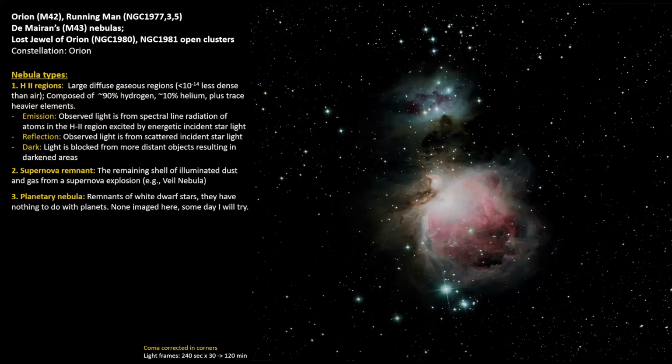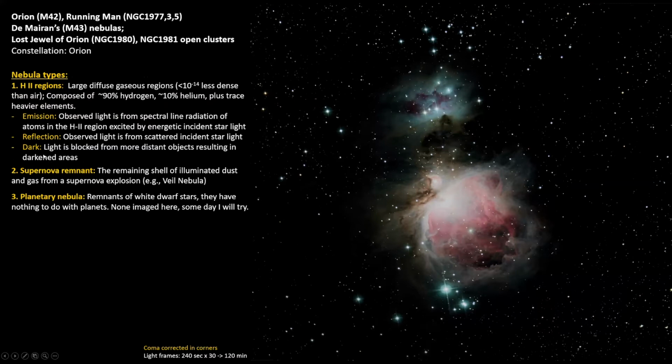There are three basic types of nebulas: H2 regions, supernova remnants, and planetary nebulas. The Orion Nebula is an H2 region, which is a large diffuse gaseous region, much less dense than air. H2 regions are composed of approximately 90% hydrogen, 10% helium, and trace amounts of other heavier elements.